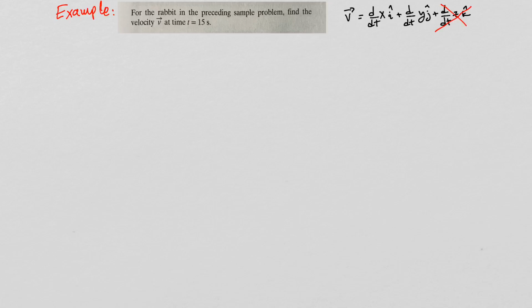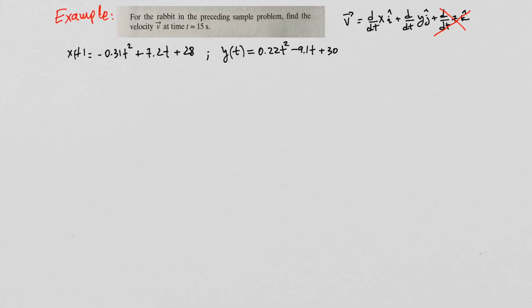So we don't have a third term, we only have the two terms, one along the x-axis and one along the y-axis. Okay, we have an expression for the position functions along the x and y-axis for the rabbit. Let's put them down on the board. So the position function along the x direction is negative 0.31 t squared plus 7.2 times t plus 28. And the position along the y-axis is 0.22 t squared minus 9.1 times t plus 30.